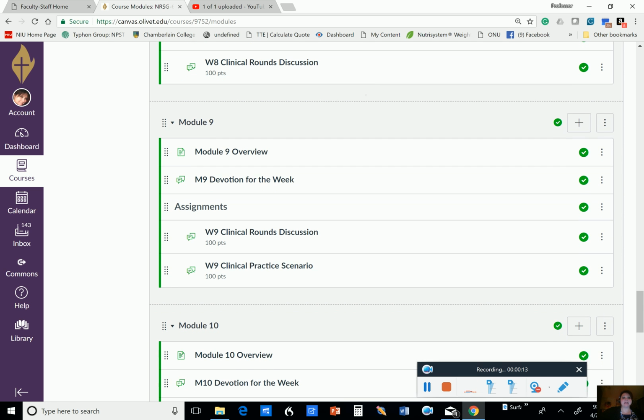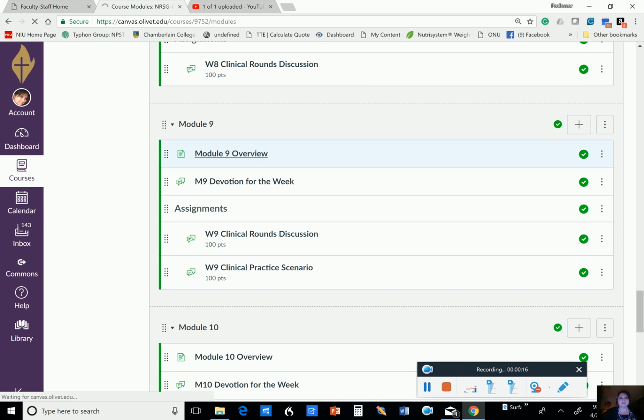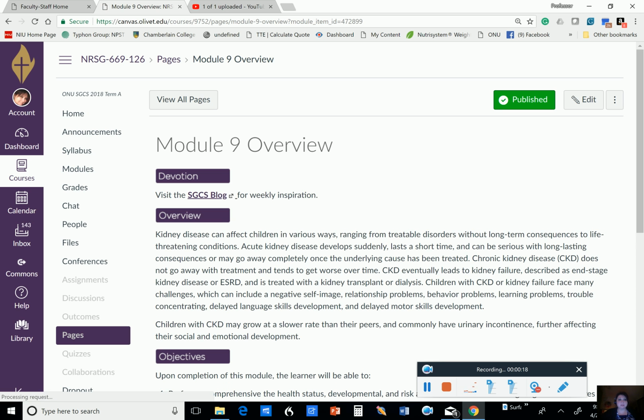Week 9 focuses on kidney disease in the pediatric population. Kidney disease affects children in many ways. Acute kidney disease typically happens suddenly but lasts a short time. Once you correct the underlying issue, it resolves with no long-term consequences. Chronic kidney disease, on the other hand, doesn't go away with treatment, and it tends to get worse over time, necessitating a kidney transplant or dialysis.